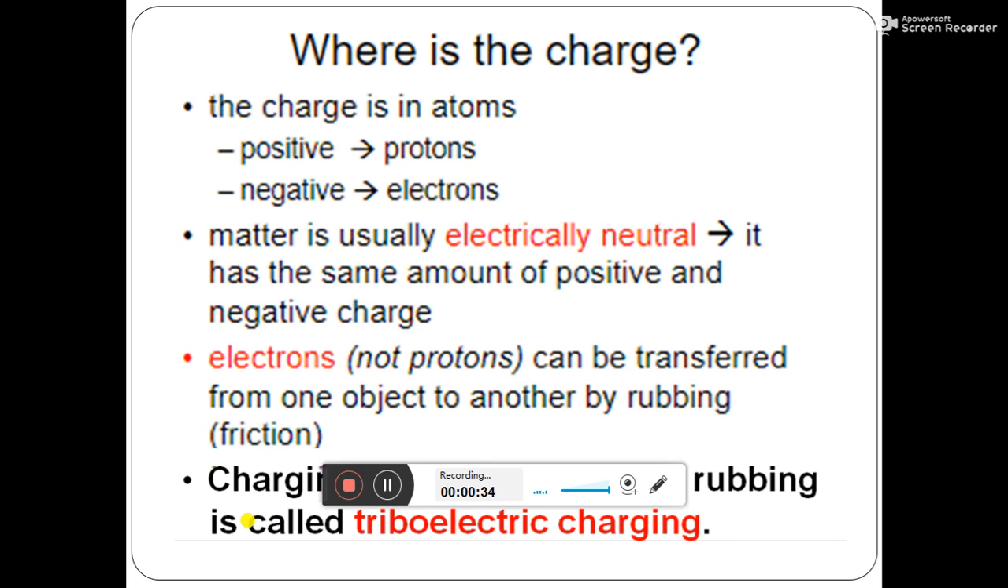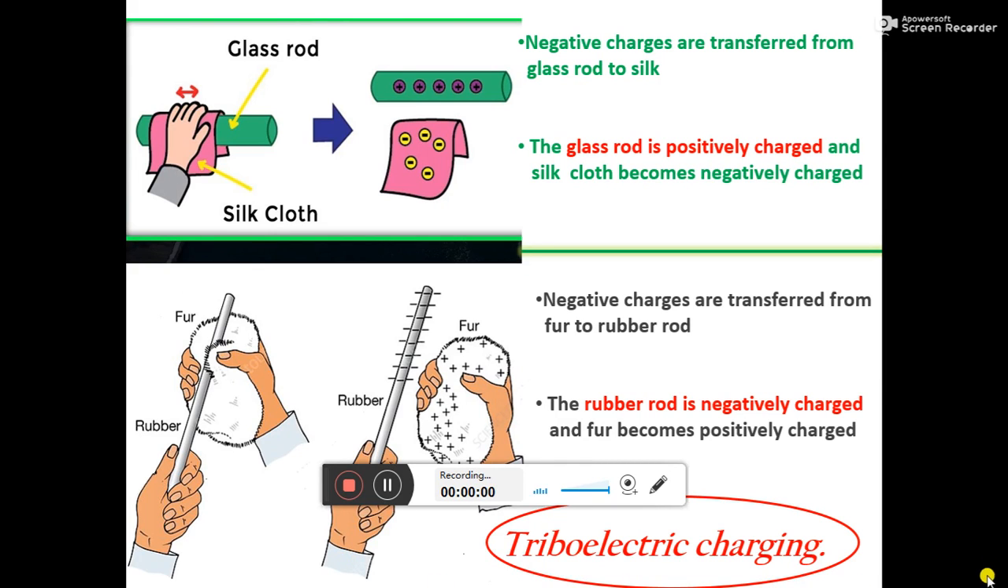We already know that matter or the material object is made up of atoms and is neutral in general. That means it has the same amount of positive and negative charge. Generally, electrons can be transferred from one object to another by rubbing. Charging the object through rubbing is called triboelectric charging.